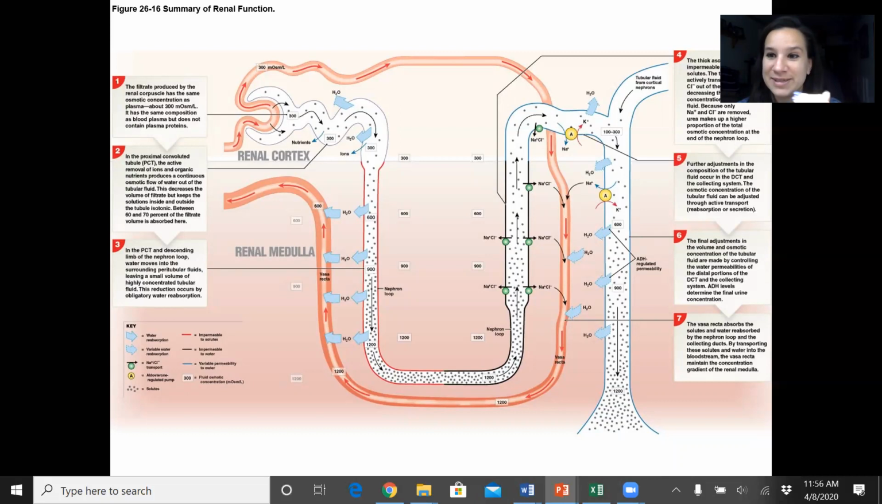So please make sure that you review everything, spend some time. Really critical to know kind of where substances are being reabsorbed, how they're being reabsorbed, and then really how are they getting back into the body. So focus on those blood vessels that are taking things back away.